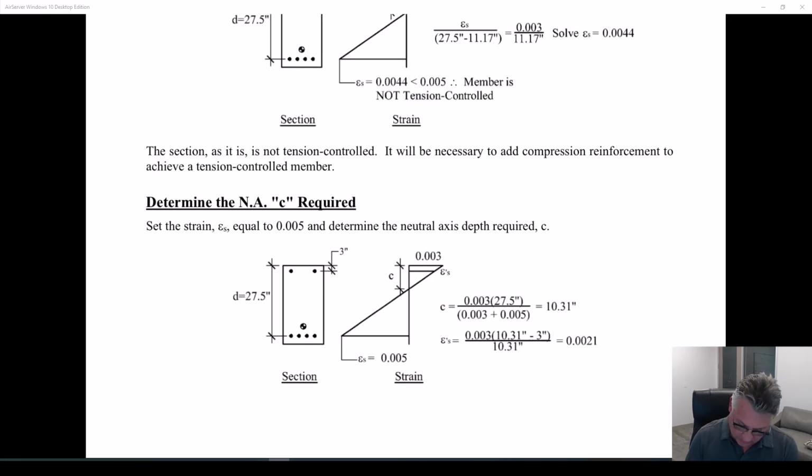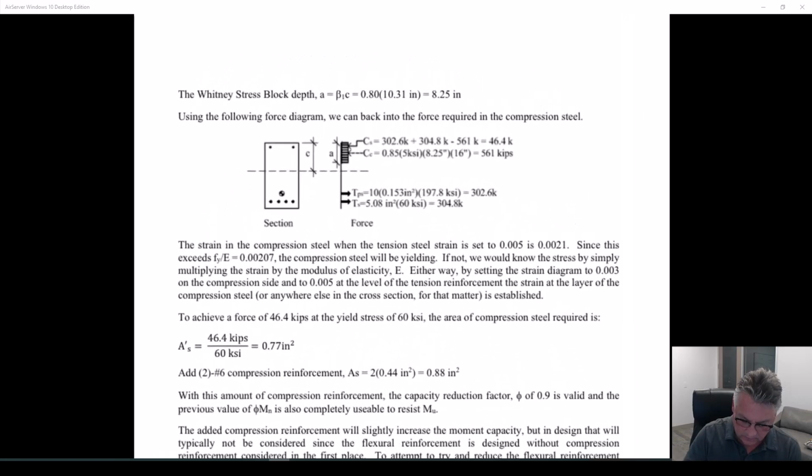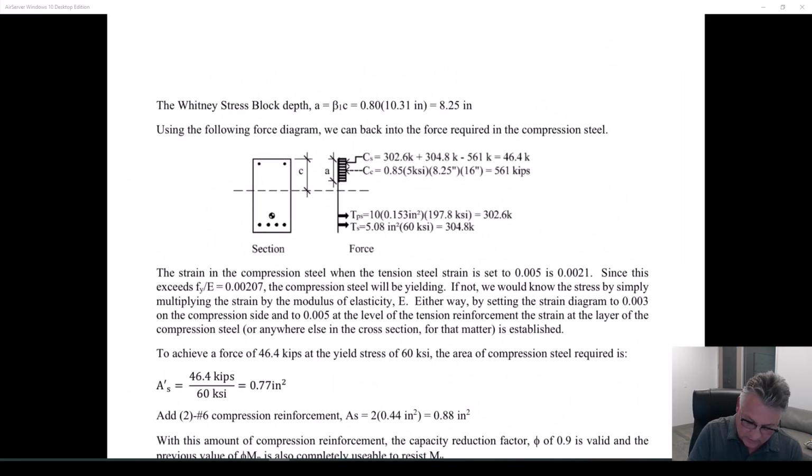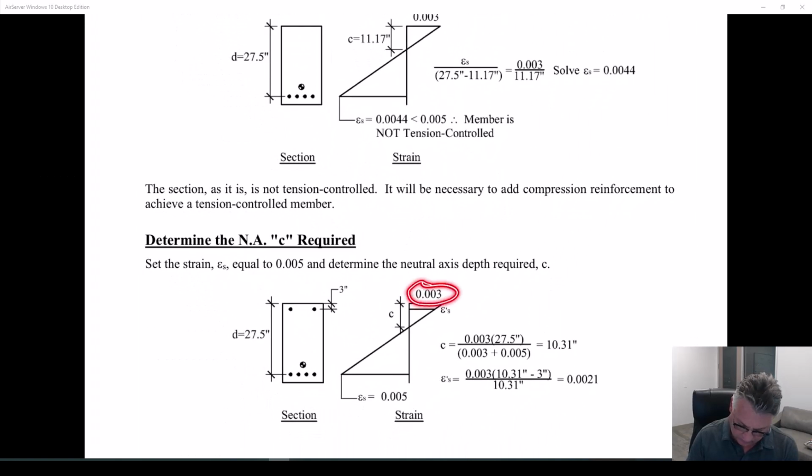But that's the yield strain. This is the strain in the fictitious, right now, compression steel. Any way you look at it, it's greater than 0.002 or 0.00207. So it's yielding. Remember, I had calculated that new neutral axis, what it must be if I set this equal to 0.003 and 0.005. So that created a new c.